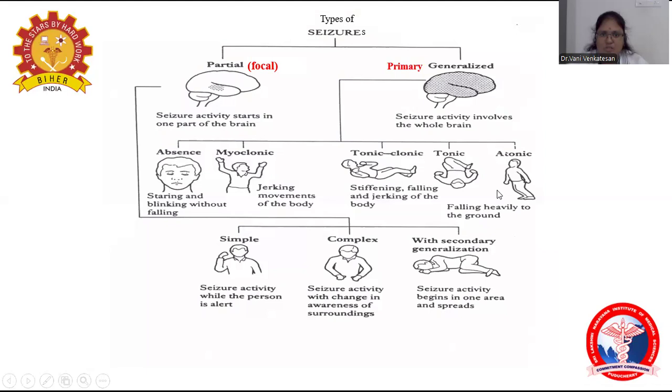Coming to the classification of seizure. Seizure is classified as generalized seizure and focal seizure. When we mention generalized seizure, the whole body might be involved, as multiple areas of the brain are involved.